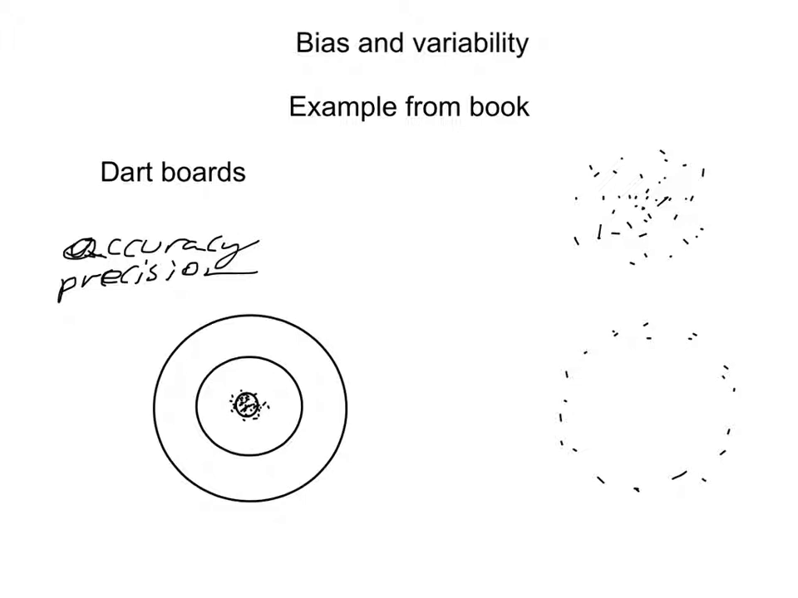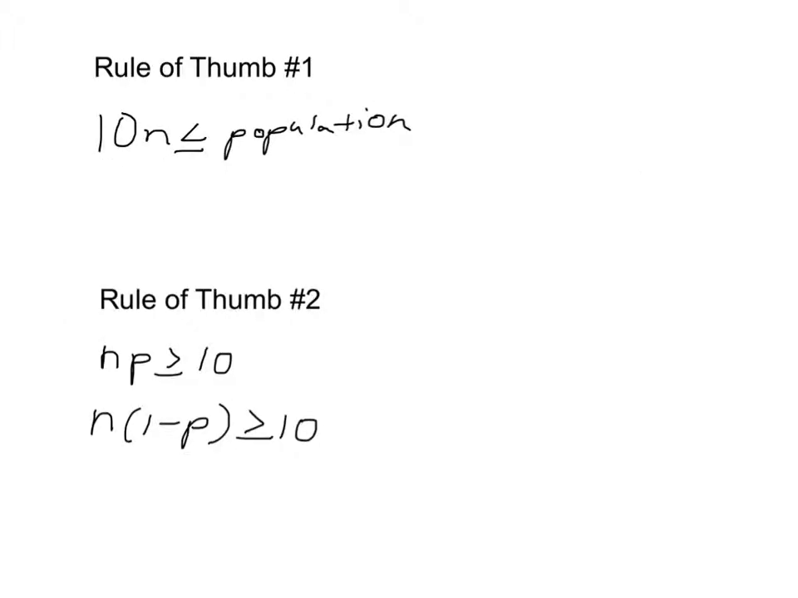But if we move it here, we have high accuracy because it's all in the bullseye, and also high precision. So this would be an ideal data set with low bias and low variability. And then there are also two things we have to keep in mind with sample proportions, two guidelines. First is called rule of thumb 1, then we have rule of thumb 2.